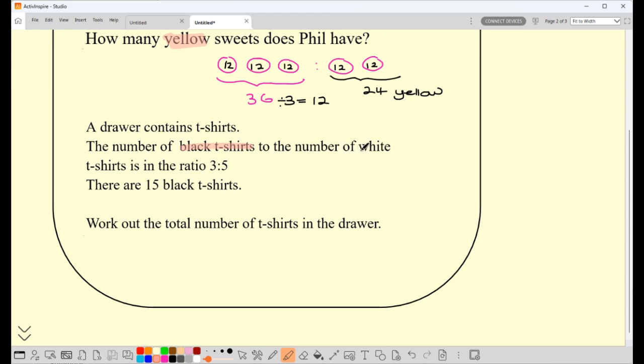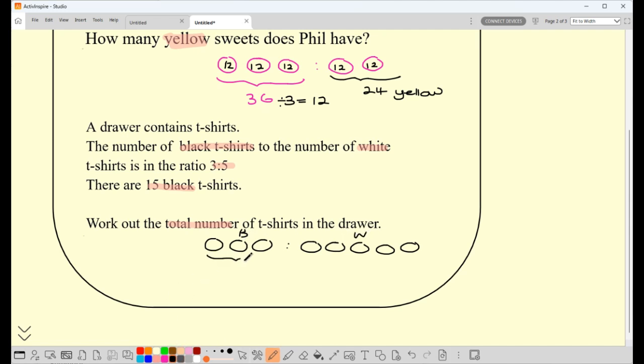A similar style question, this time about t-shirts. The number of black t-shirts to the number of white t-shirts is in the ratio 3 to 5, but we're told again there are 15 black t-shirts and we're working out the total number. Draw out your ratio. Say 3 parts to 5 parts. Black is on the left, okay? The black part is represented on the left, the white part on the right.